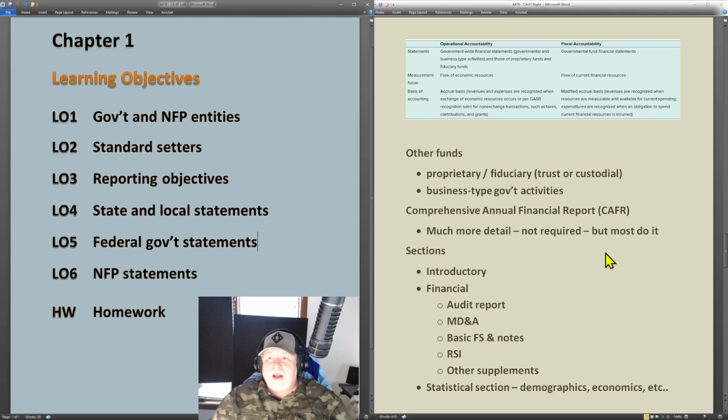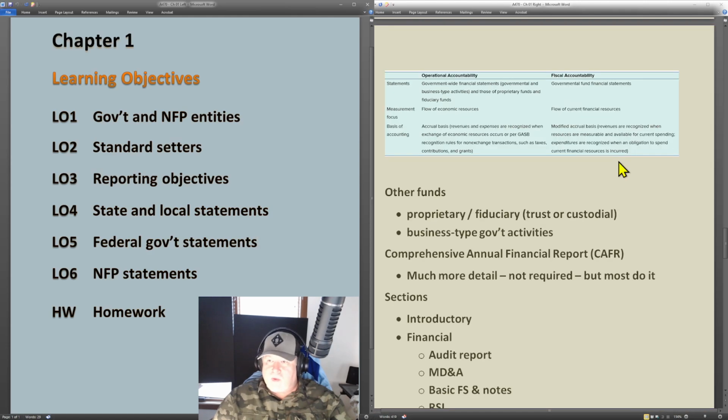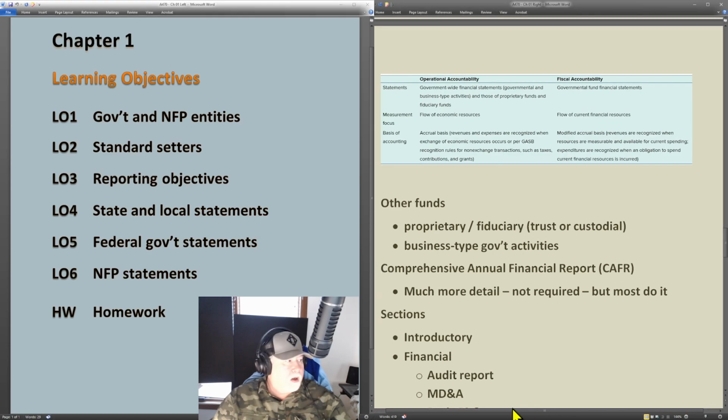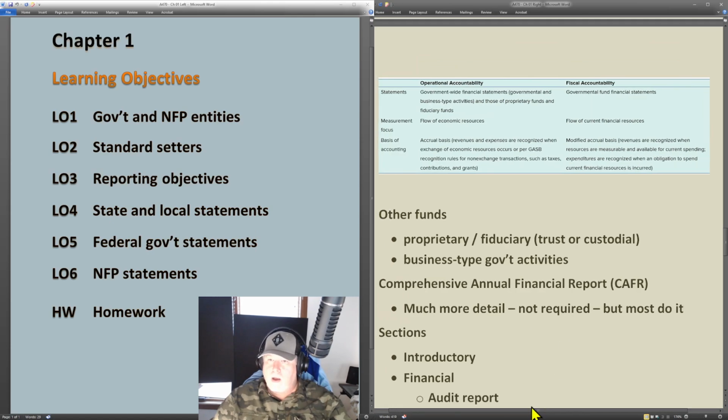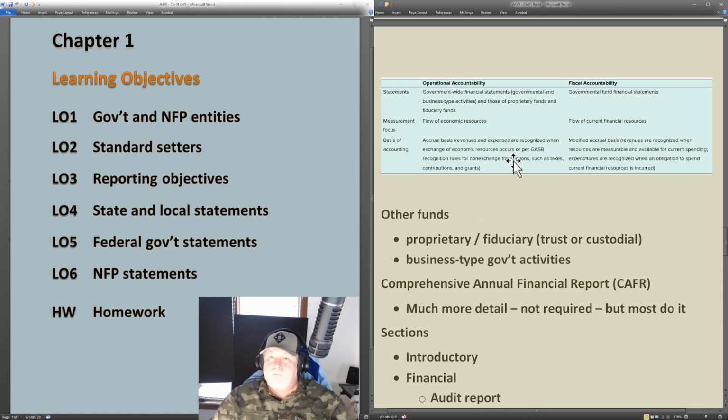This is sort of a recap that's in the book of what I just mentioned there. The statements, the government-wide use of funds and fiduciary funds. I'll mention those here in just a second. The fiscal accountability is the governmental fund financial statements, flow of current financials. So the basis of accounting, the accrual versus the modified accrual.